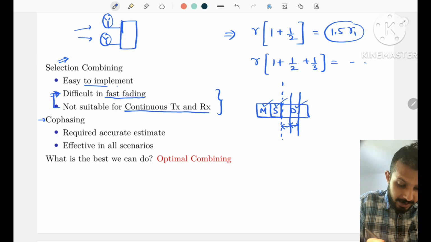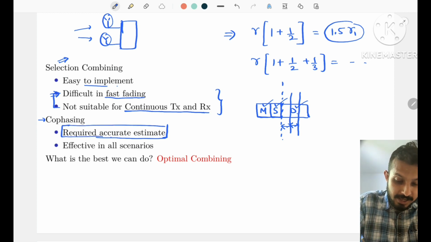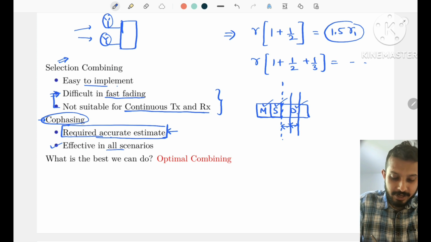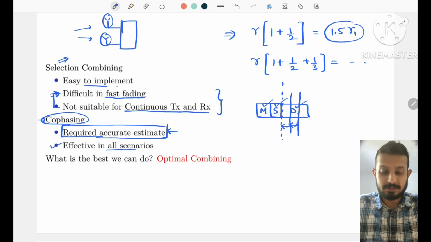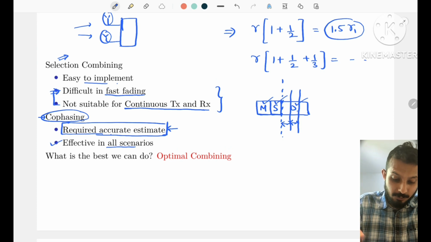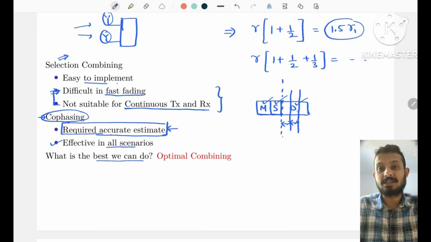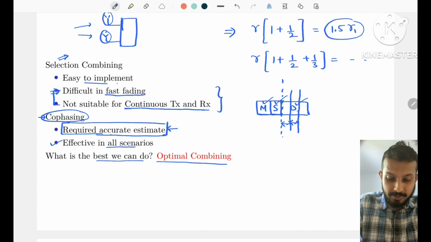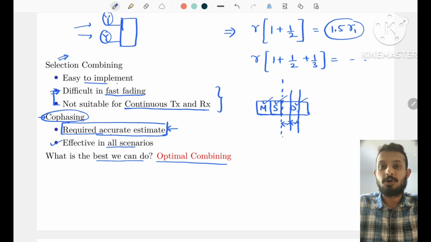Whereas cophasing, on the other hand, yes, we know that it will require accurate estimates. So we need to have accurate estimates of the rotation provided by the channel. Otherwise, we will not be able to get this kind of improvement from cophasing. But the positive thing is that this is effective in all kinds of scenarios. But what we want to see is what is the best that we can do. Cophasing is definitely providing us with some performance improvement over selection combining, but our aim is to get the best, the optimal. We call it optimal combining, and we will see this in our next video.